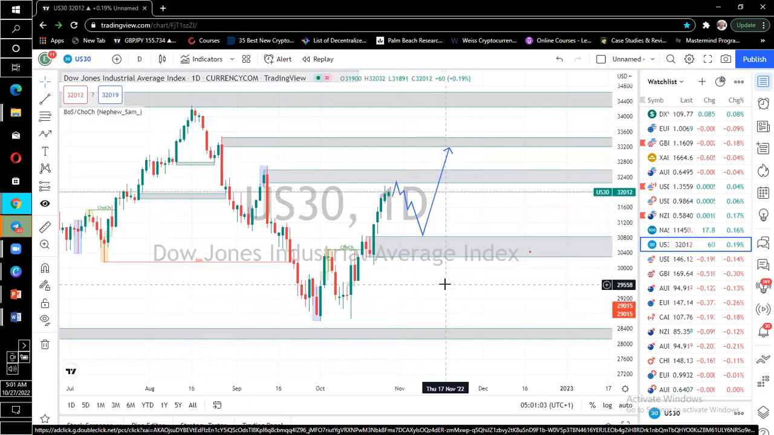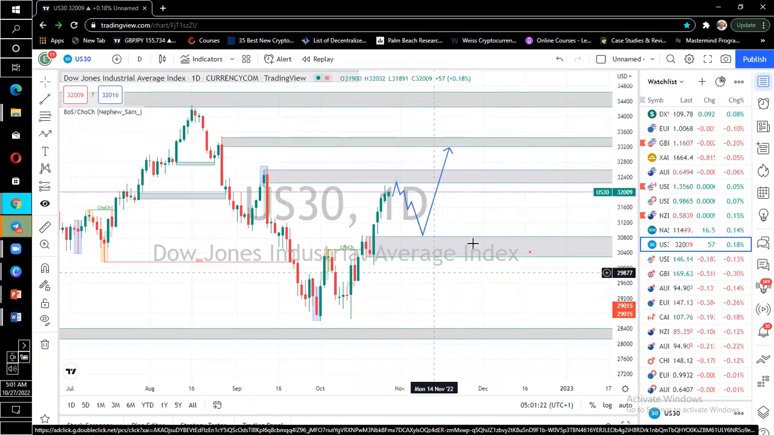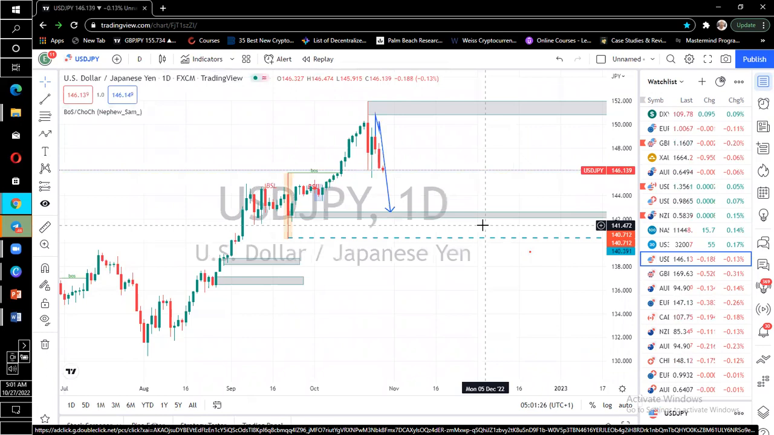But if you're already on this trade, please manage your trade. Take out your profit when you hit a particular level. Then expect to see a pullback before it begins to go to the upside again, because the market has broken the structure. So the market needs to come back and test this particular order block for us to start to go to the upside. All right, so this is what we'll be expecting on US30.